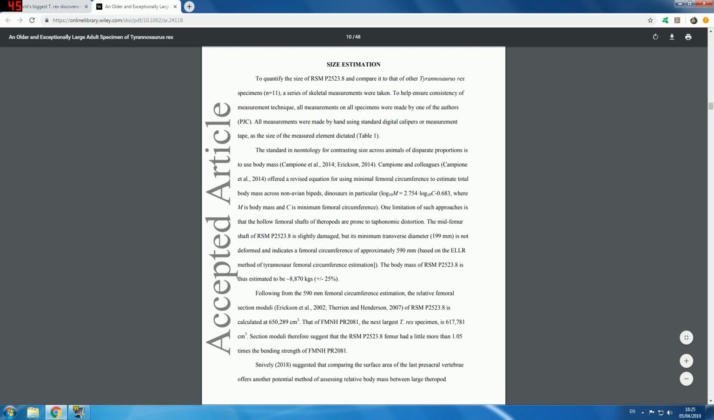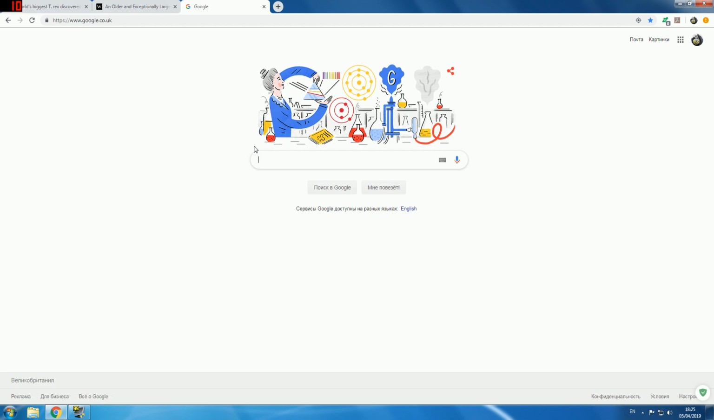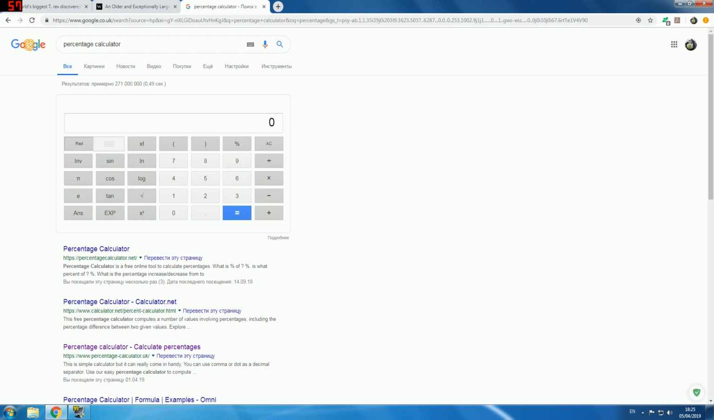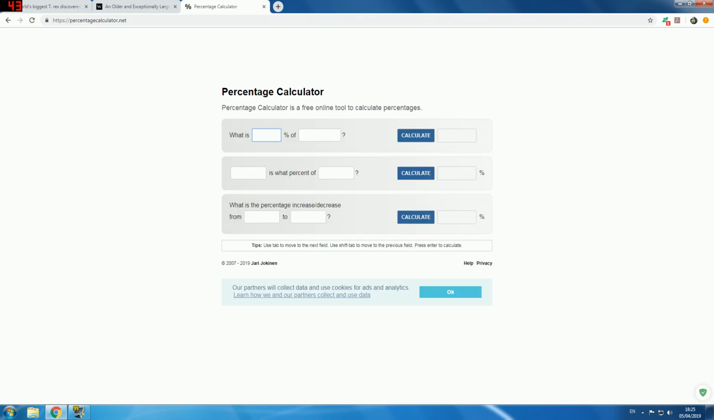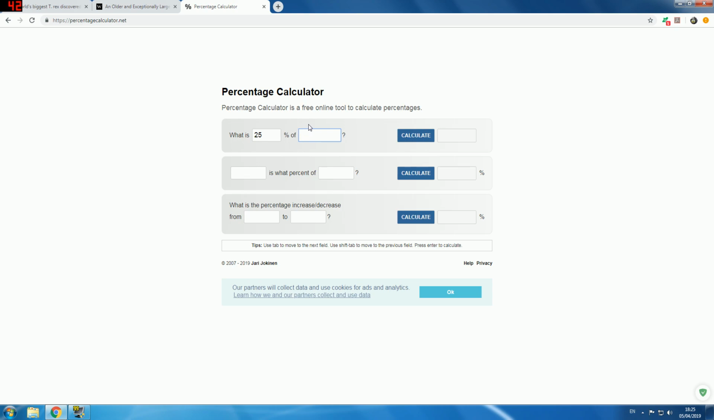And the paper shows that the body mass is approximately 8.87 tons, plus minus 25%. So let's get some stuff done. Let's try a percentage calculator just to be very quick about it. I think that should be, yeah, there we go. So what is 25% of, what did they say the number was? 8870, right? Now we calculate, that's this amount here.